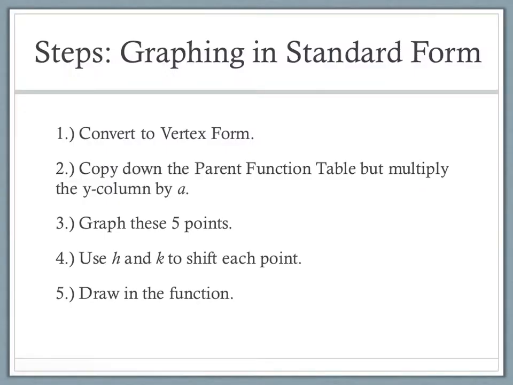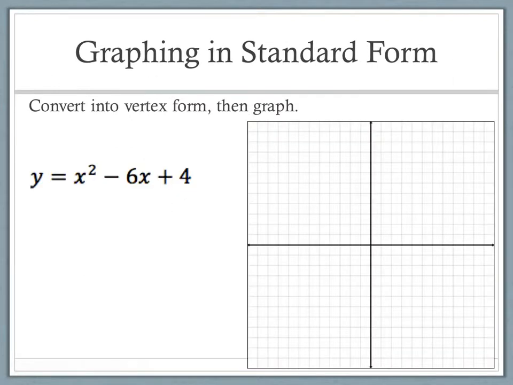So for our steps, when we graph in standard form, that's when we're going to graph equations that look like this. The first thing is we can't graph when it's in standard form. Our first step is we're going to have to convert it to vertex form, which is what we learned on Monday. So first we'll convert it, then we'll copy down our table, then do everything else like we normally would when we graph. So let's look at this example.